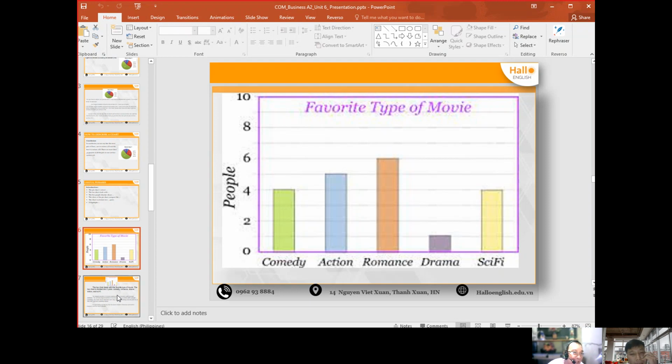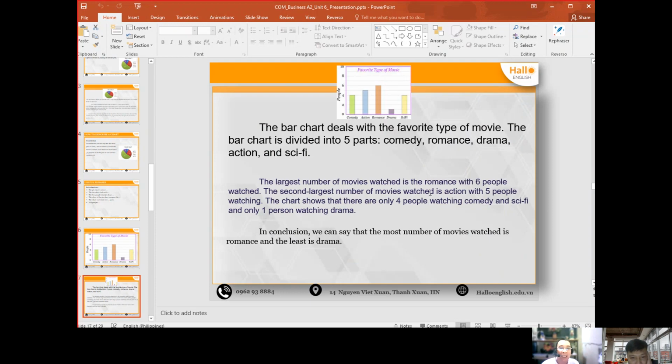Next, we can also provide feedback or the so-called report for this particular kind of chart. For example, can you read this one? The bar chart deals with the favorite type of movie. Yes, so you have to mention the title. The title is in there, favorite type of movie.